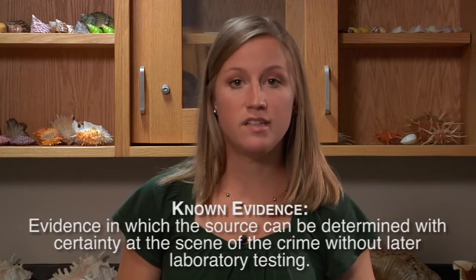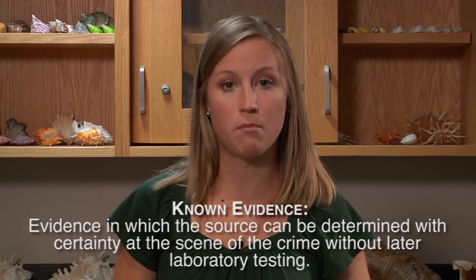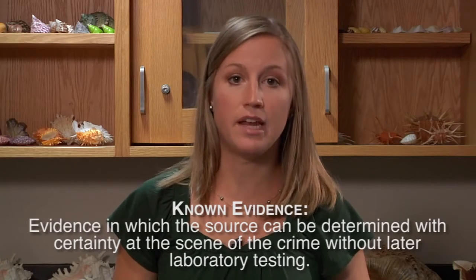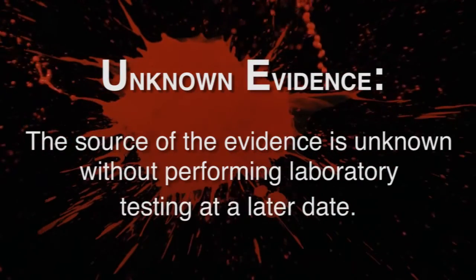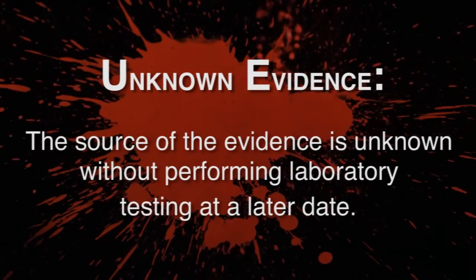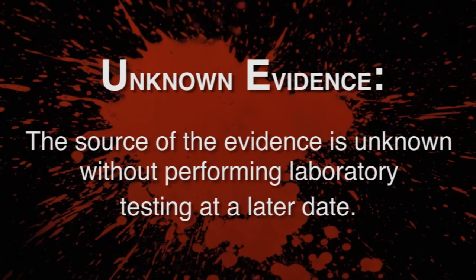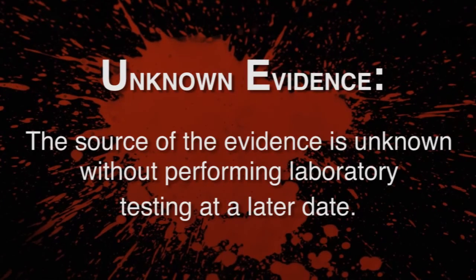Another category of evidence is known versus unknown. Known evidence is evidence in which the source can be determined with certainty at the scene of the crime without later laboratory testing. For example, a blood sample taken from a victim at the scene of the crime. Unknown evidence is when you do not know the source of the evidence without performing laboratory testing at a later date. Examples of this would be blood spatter evidence at the crime scene. You only know whose blood it is after you do DNA testing back at the lab.